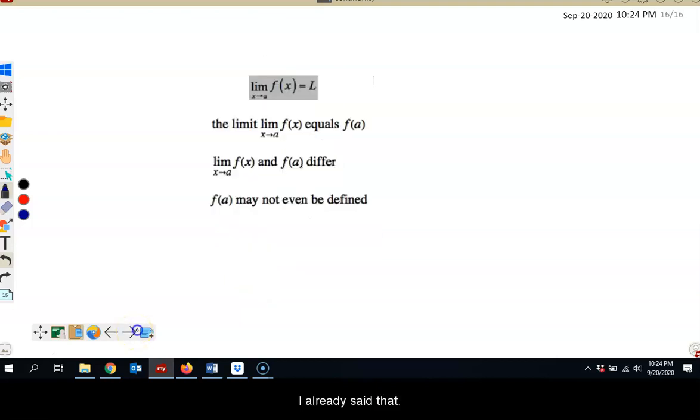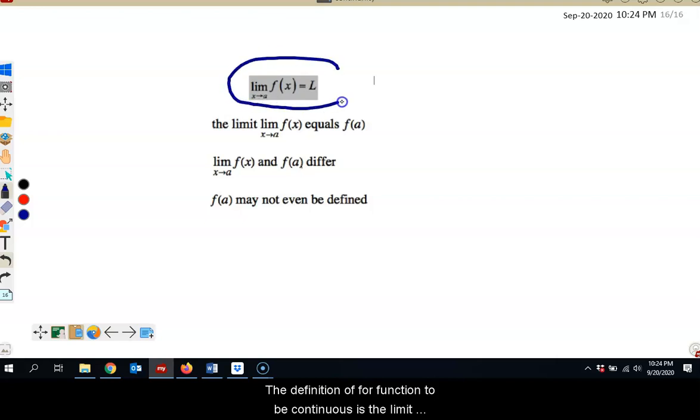I already said that. And that is the theoretical component of continuity. So the definition for a function to be continuous is that the limit as x approaches a of f of x must equal L.